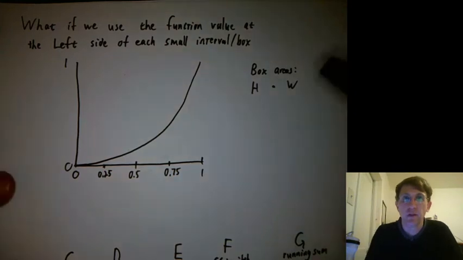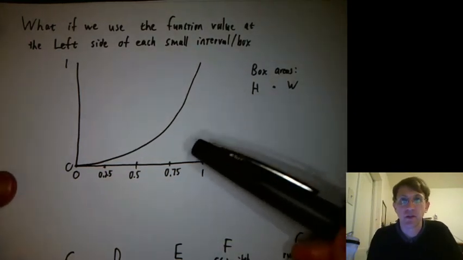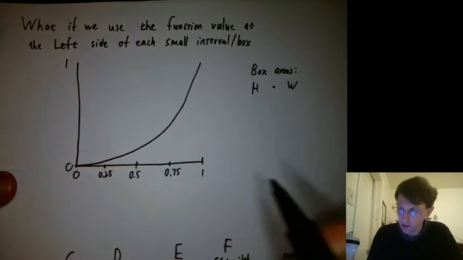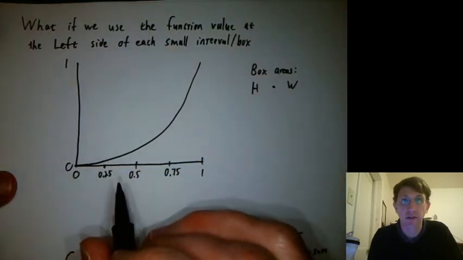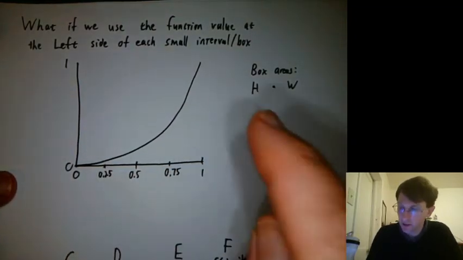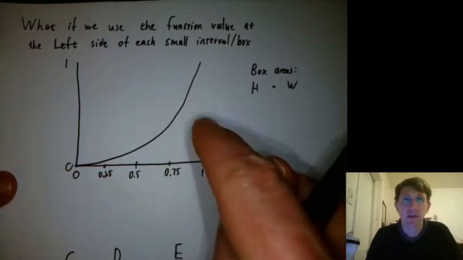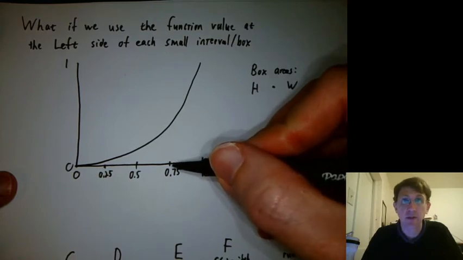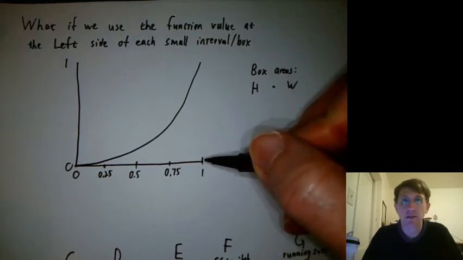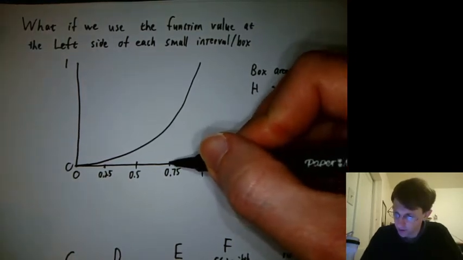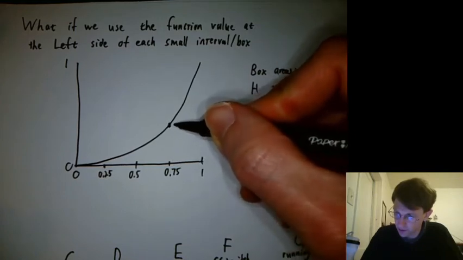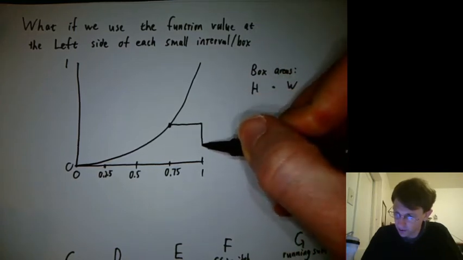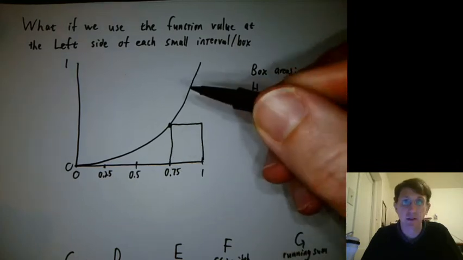In the last video, we used the right side of each small interval to determine the height of a box. Here, let's try using the left side of each interval to determine the height of a box. Let's start at this end because the other end gets a little bit confusing. So I'll have a box from 0.75 to 1. I'm still using 4 boxes. So I'd go up from 0.75 to the function and over and back down, and that's my box area.